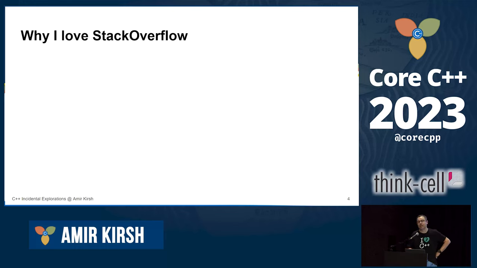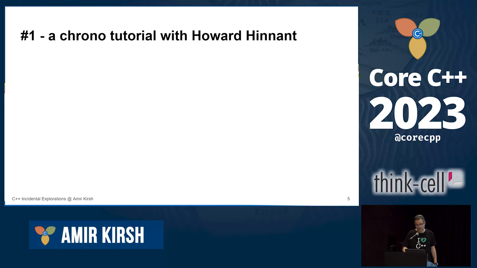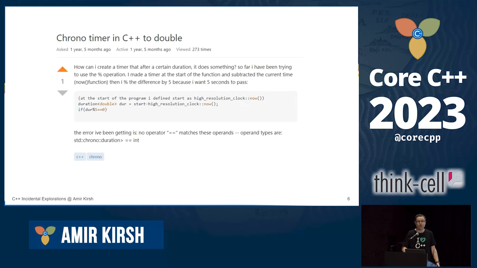I will start with an example that I gave in my talk last year. So if you were in Core C++ 2022, sorry for that, it will be quite quick. Maybe you saw that if you were in my talk. There was a question on Chrono. The question is not really important. I will just skip to the answer that I was trying to give.